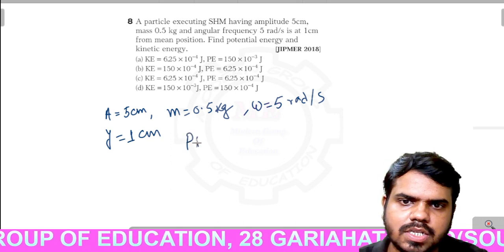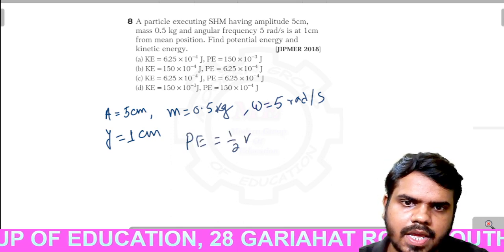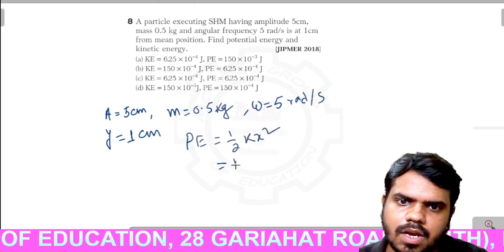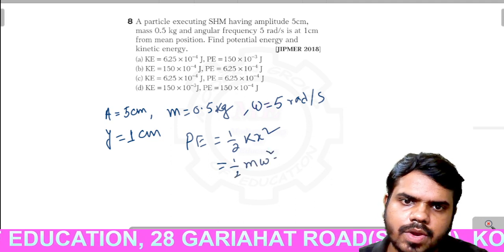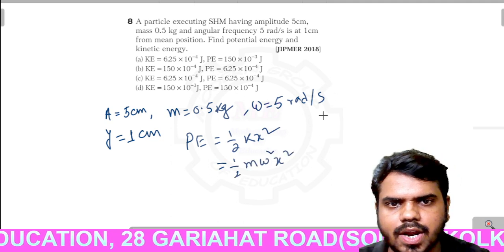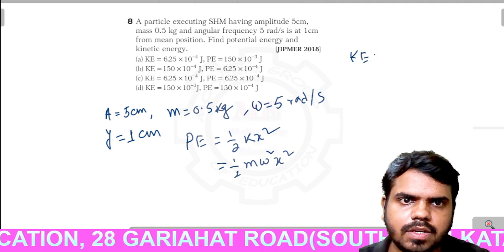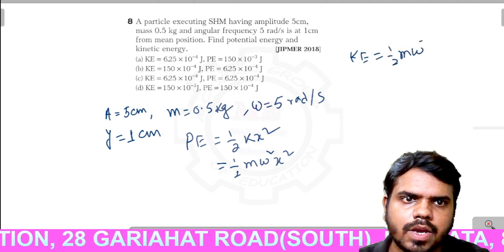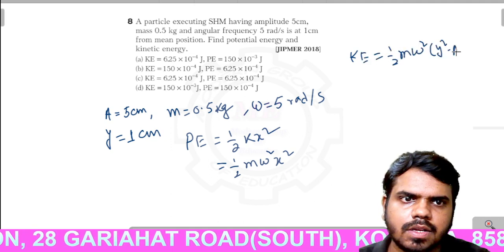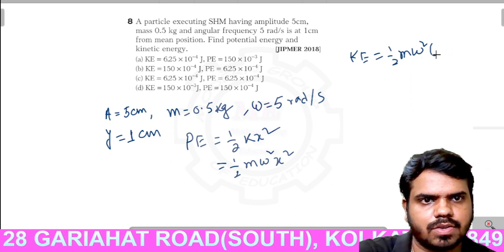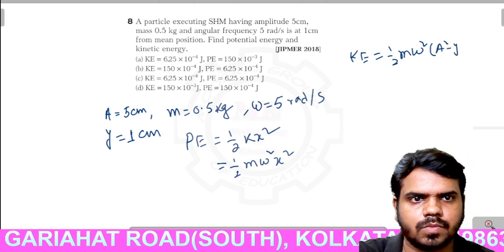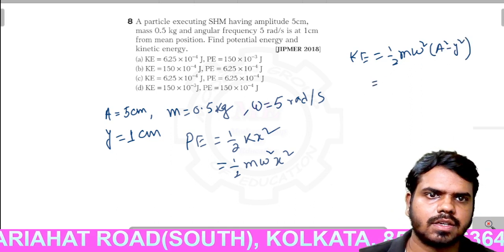The value of potential energy is half k x square. That means half m omega square x square, that means y square. Or the kinetic energy formula is half m omega square into A square minus y square. Y or x, anything you can write.